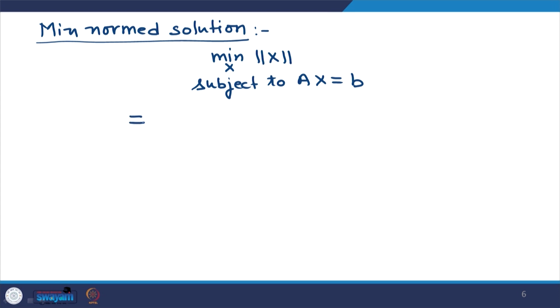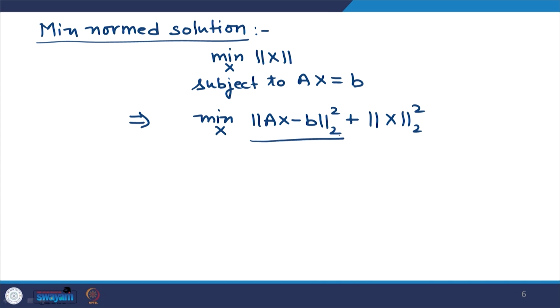So how can I write it? I can write it as minimize the 2 norm of Ax minus b plus the norm of x. I have taken these two together. If you compare with the earlier least square approximation case, there I had only this objective function, but here I have this minimum norm condition extra.